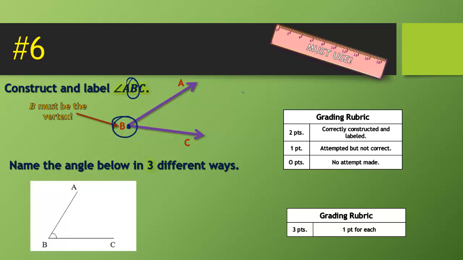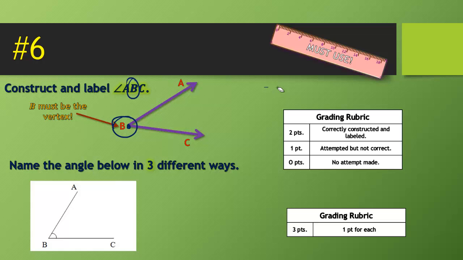So say if it was angle CDE, I could draw this and say, well, my middle letter is D, so I have to put that there. And then I could put my C and my E. I could put C there and E there, or I could make that E and change that to C. It wouldn't matter. Either way, it would be correct.